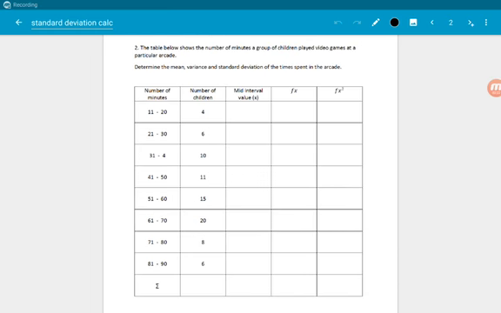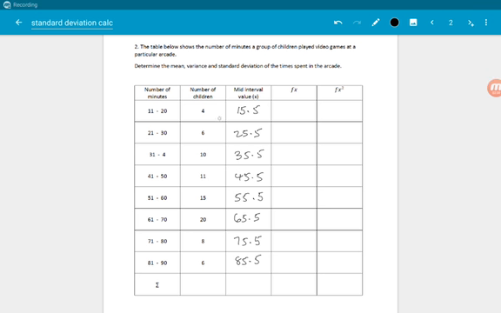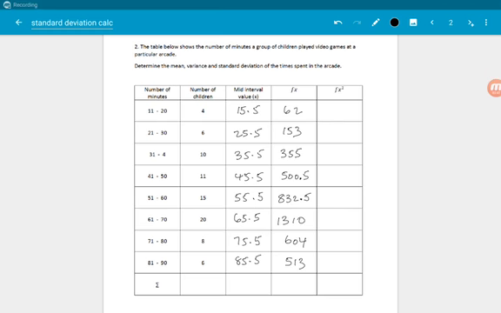Now, in this second example, we're dealing with grouped data. So the first thing that we need to do is to determine the mid-interval value for each class. Next, we multiply each mid-interval value by its frequency. Then in this column, we write the square of each mid-interval value times its frequency.